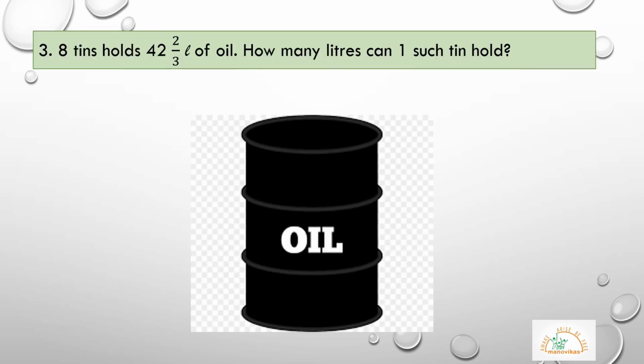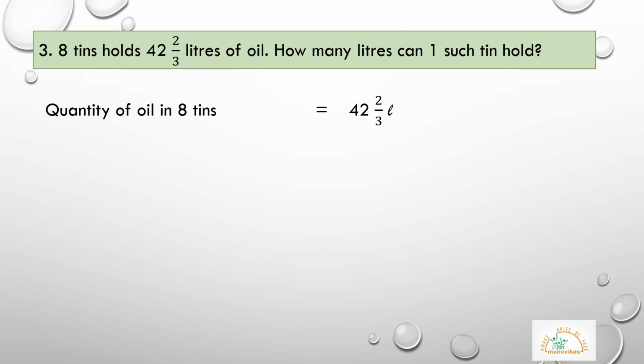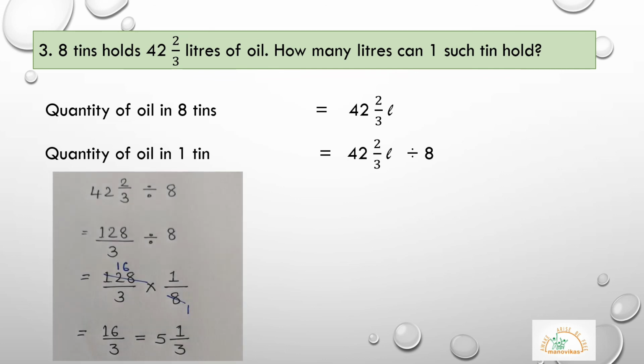Third one, 8 tins hold 42 2 upon 3 liters of oil. How many liters can one such tin hold? Quantity of oil in 8 tins is equal to 42 2 upon 3 liters. Quantity of oil in 1 tin we have to find, which is equal to 42 2 upon 3 liters divided by 8. So first you have to convert it into an improper fraction. You get 128 upon 3 divided by 8.